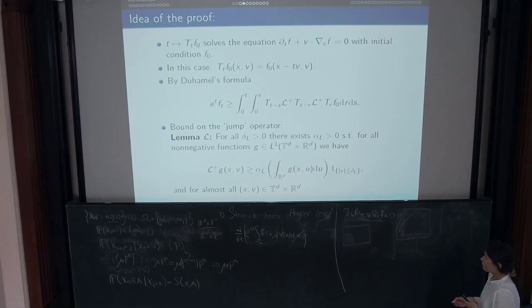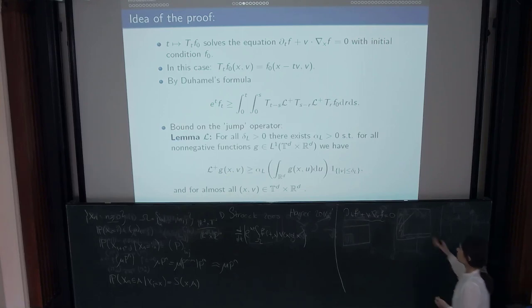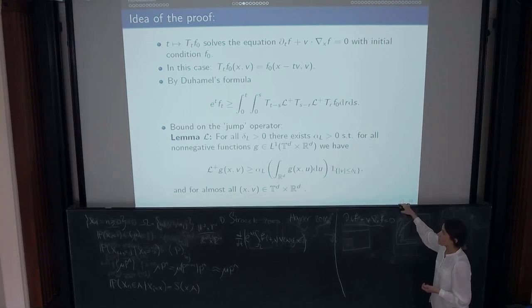So to show the Doeblin-like minorization condition, the only thing we need to do is to give a bound for this part, right, this thing. To do that, we need, of course, a bound on the L plus part first, and the transport part. This will be the general strategy for later on. I'm not going into details for the others.